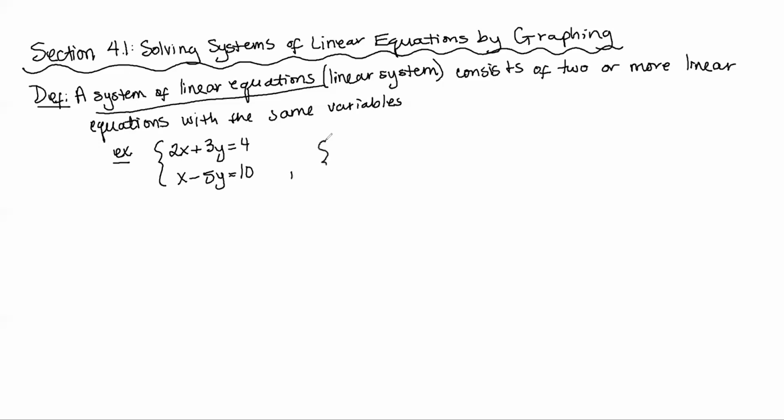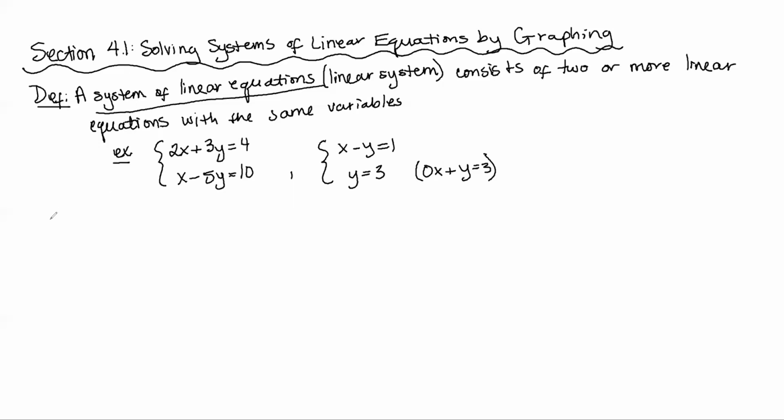Another example would be something like this. x minus y equals 1 and y equals 3. So this one we still have 2 linear equations. Remember, y equals 3 is a horizontal line, so it's still linear. And this one works because we technically have 0x plus y equals 3. So we do still have the x, we just don't need to write it because it's multiplied by 0.